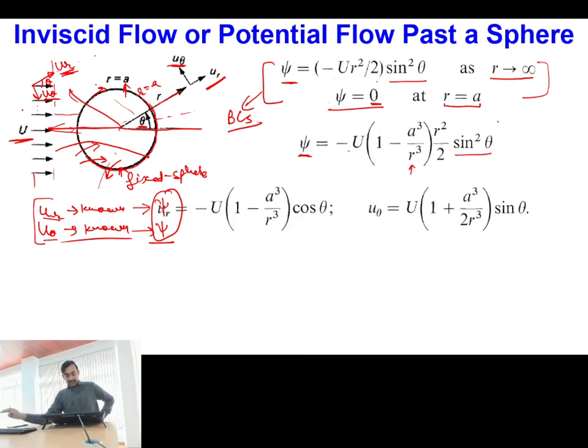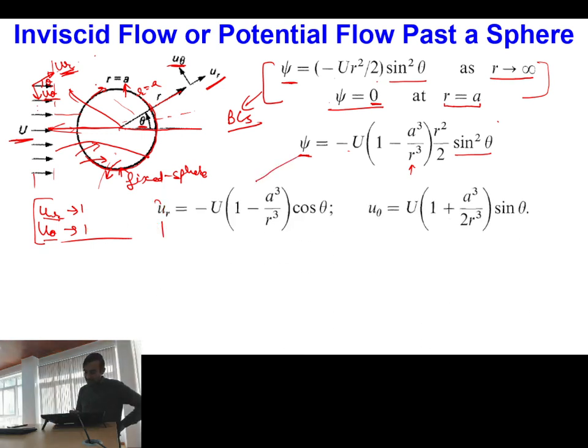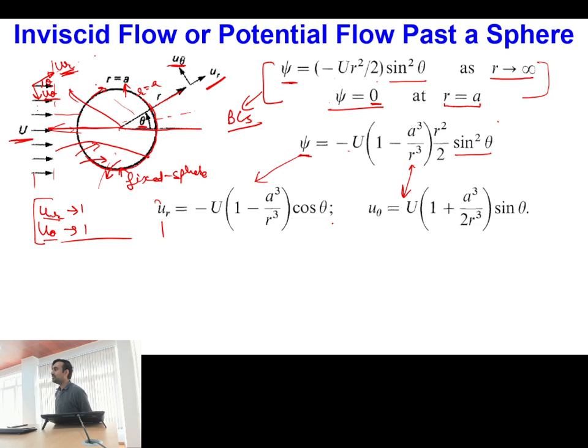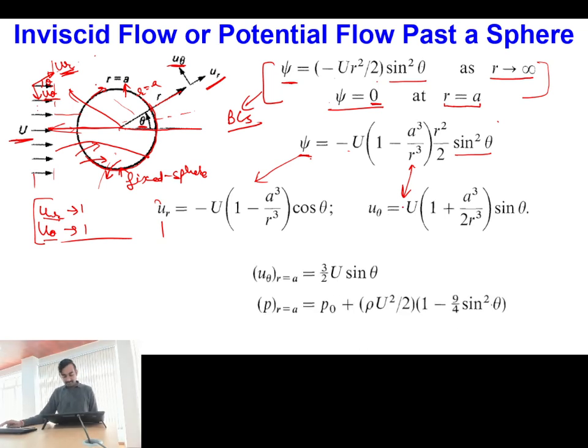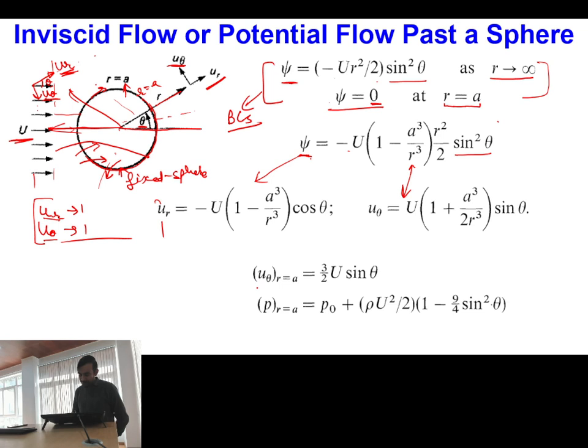Once you know the value of psi, can you calculate radial and tangential velocities? Very easy, because we have simple relations, which are derivatives in terms of r and theta, to calculate the radial and tangential velocities if I know psi. Is this one clear? So from there we can calculate ur and u theta, and of course you can calculate the values of ur and u theta at the surface. Here you can see u theta, the tangential velocity at the surface, is 3 by 2 u sine theta, and the pressure at the surface is P naught plus rho u square by 2 times 1 minus 9 by 4 sine square theta. So how does this solution for pressure come?